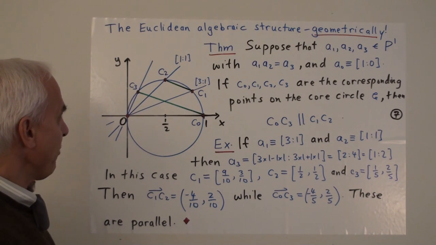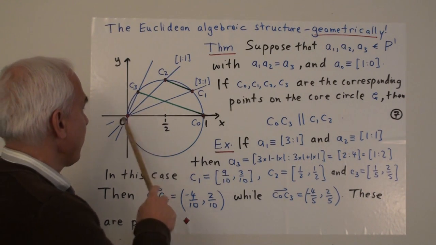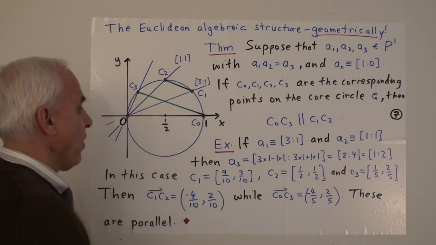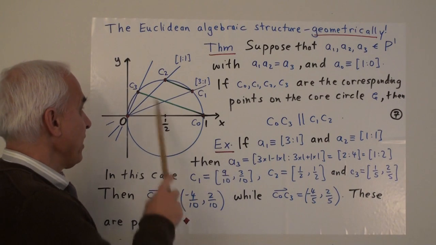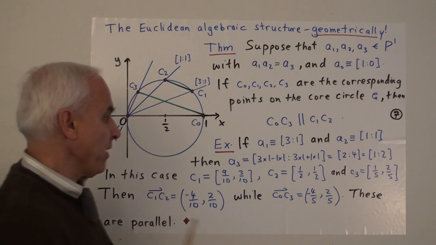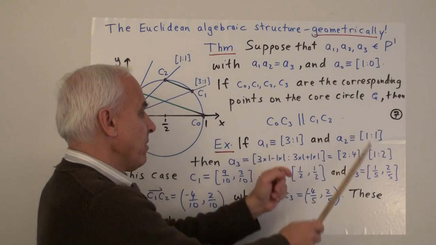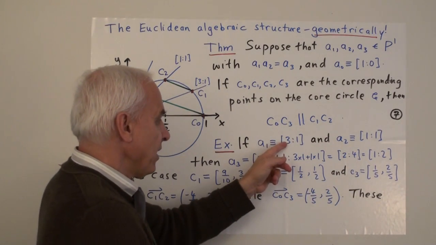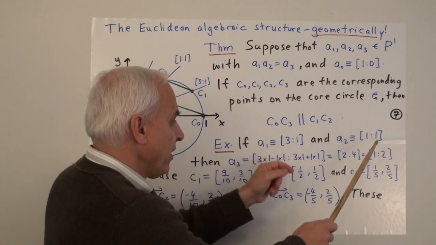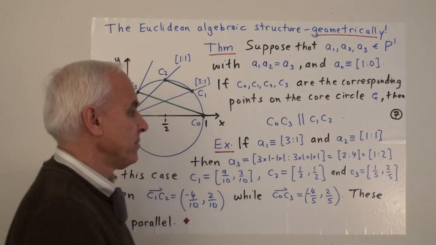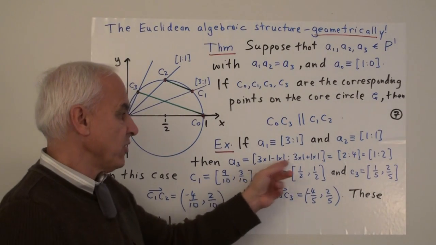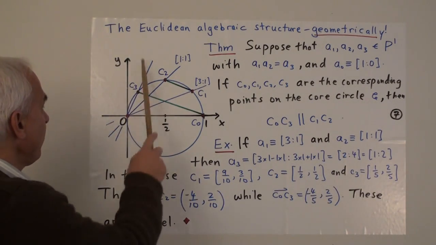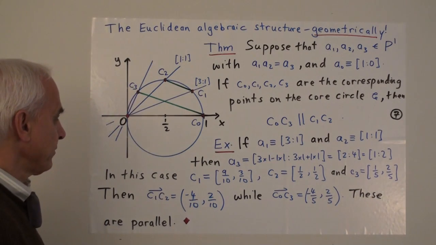Okay, so for example, if A1 is 3 to 1, as in the example here, and A2 is say 1 to 1, then the product A3 is determined by the formula: 3 times 1 minus 1 times 1, that's 2, and 3 times 1 plus 1 times 1, for a total of 2 to 4, or 1 to 2. So 1 to 2, there's the product.